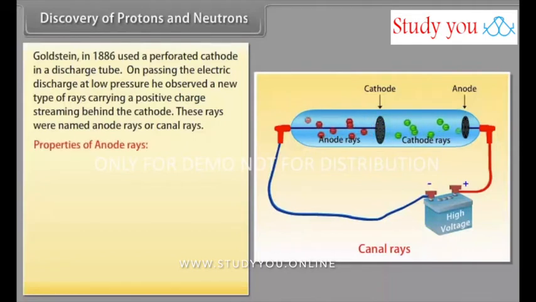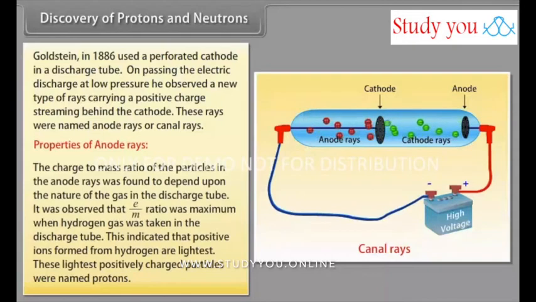Properties of anode rays. The charge-to-mass ratio of the particles in the anode rays was found to depend upon the nature of the gas in the discharge tube. It was observed that the e/m ratio was maximum when hydrogen gas was taken in the discharge tube. This indicated that the positive ions formed from hydrogen are the lightest. These lightest positively charged particles were named protons.